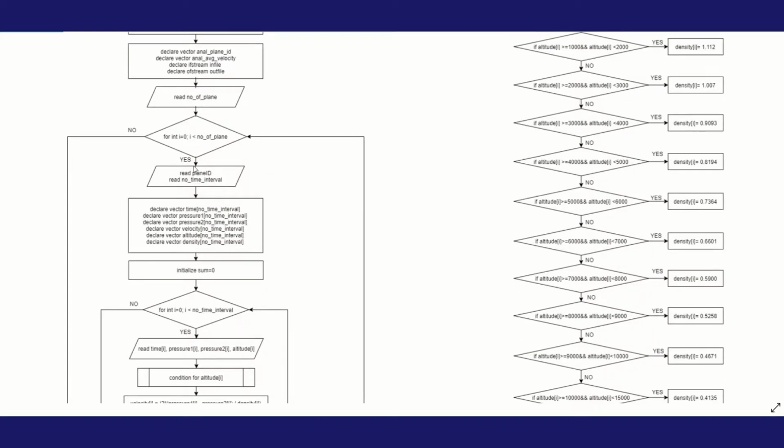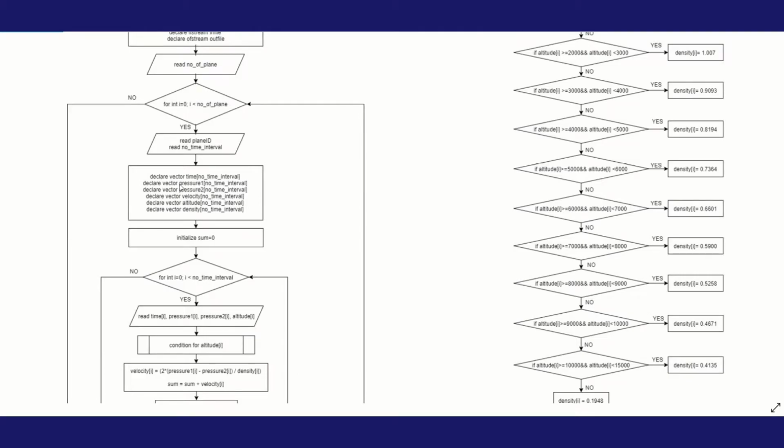And then if yes, we enter the loop, and then we read the plane ID, and also we read the number of time intervals, which means how many time intervals that you want to calculate. For example, you want to calculate for 2 time intervals, 3 time intervals, it depends on you. And also we declare the vectors for time, pressure 1, pressure 2, velocity, altitude, density. The size of the vector is according to the number of time intervals.